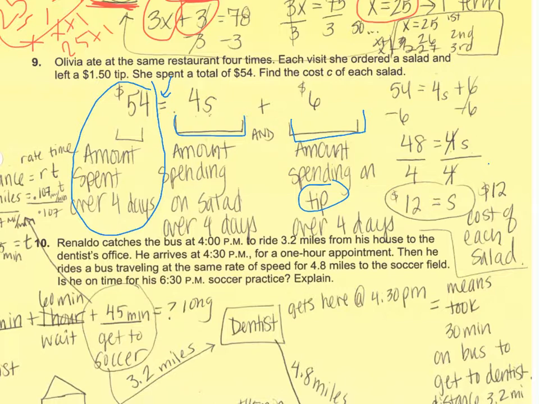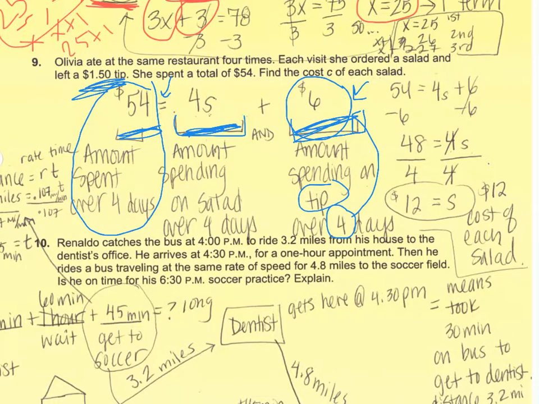Now we know the tip money, so that's why we didn't attach a variable to this 6. Although it says $1.50 for tip, if she leaves $1.50 every day for 4 days, $1.50 times 4 days becomes $6 that she leaves for a tip. That's a fact. We know that value. We don't need to attach a variable. Okay, so she left $6, but then how much did she spend on salad for those 2 to total $54?